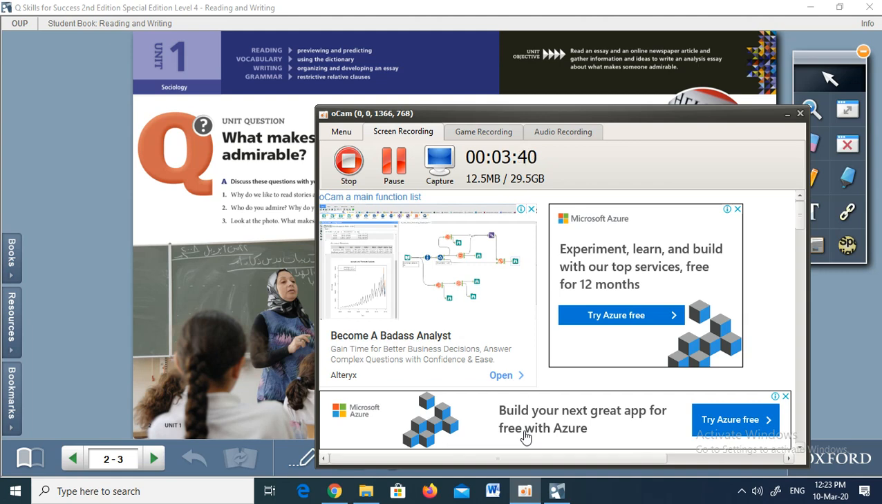Now, let's go through it one more time. So, there are three parts of this writing skill, organizing and developing an essay. Part 1, we are going to talk about the introduction. The introduction is the paragraph that basically tells the reader what the essay is about. It explains to the reader what the essay is about.